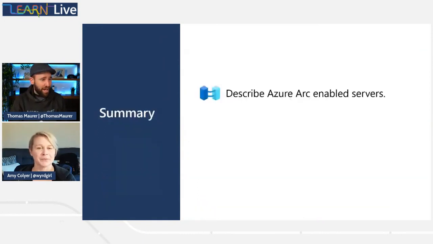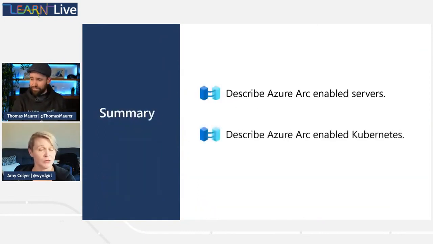Let's do a quick summary. Amy, what did we learn today? Wow. I think we went above and beyond even. We enabled a server. We deployed that script to onboard one server that was on premises. And then we enabled Kubernetes and you ran that beautiful script to update your server.